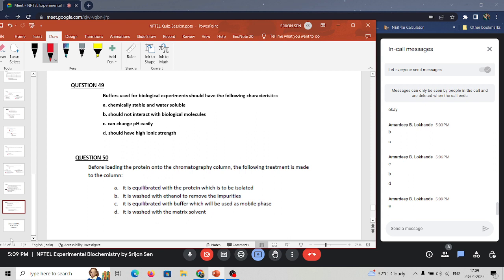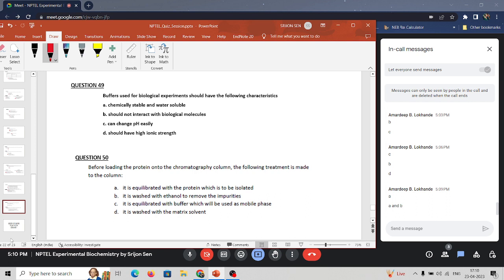Okay, we have the last 2 questions. Buffers used for biological experiments should have the following characteristics. Right, they should be chemically stable and water soluble, and they should not interact with your biological molecules. So these two are the correct options.